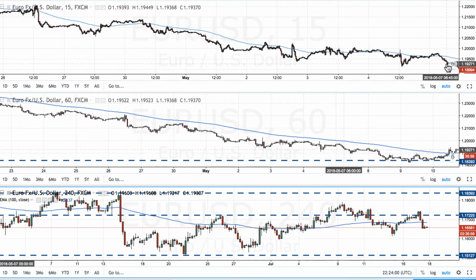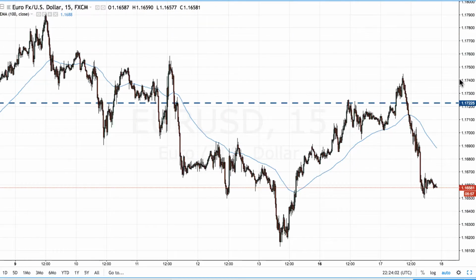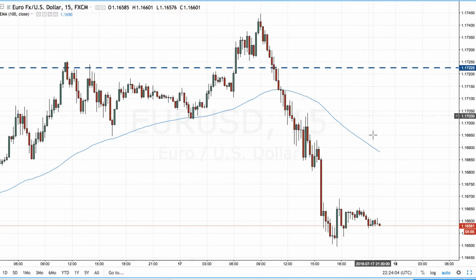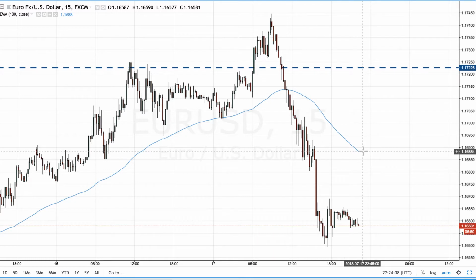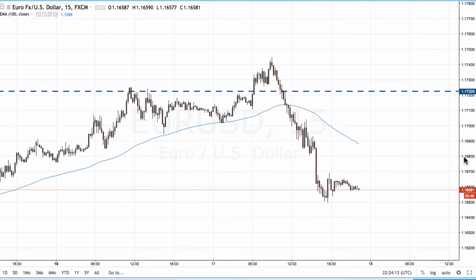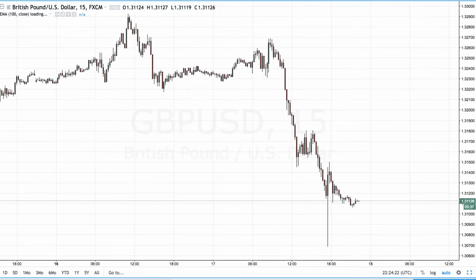If we then zoom into the 15-minute chart, what we would be looking for here is a bit more consolidation, perhaps some sort of a pullback towards the 100 moving average. Once we get that pullback, which I don't think will be in the trading day ahead, to be honest with you, it might be a few days from now, we'll then be looking for a shorting opportunity.